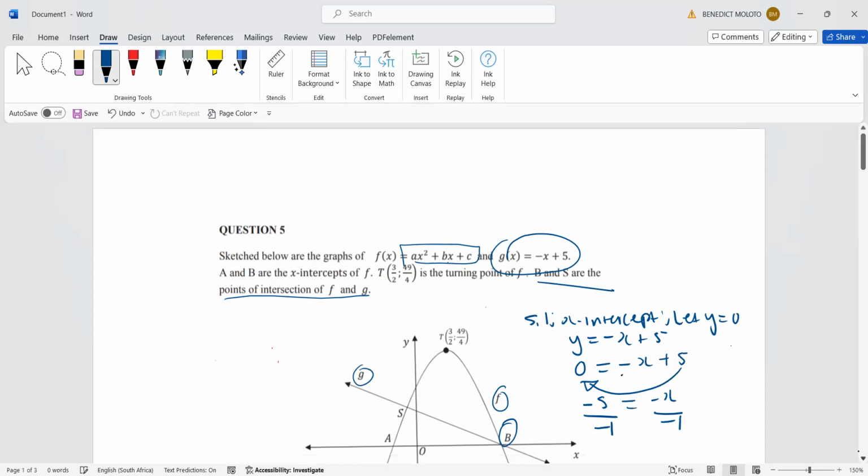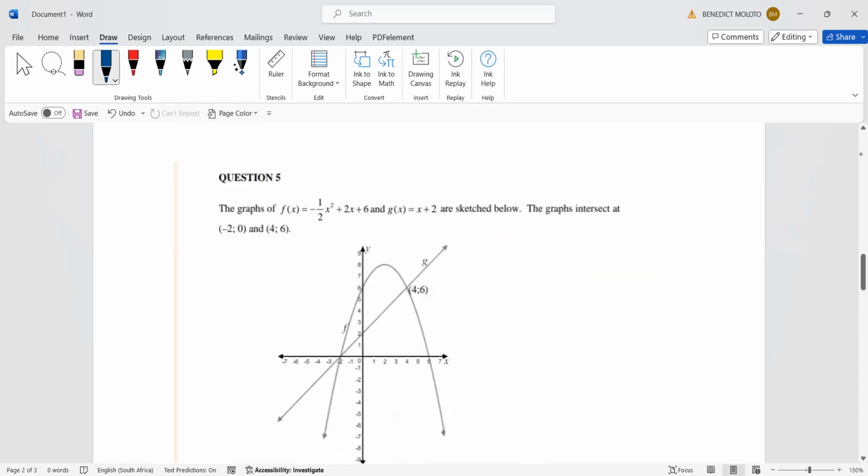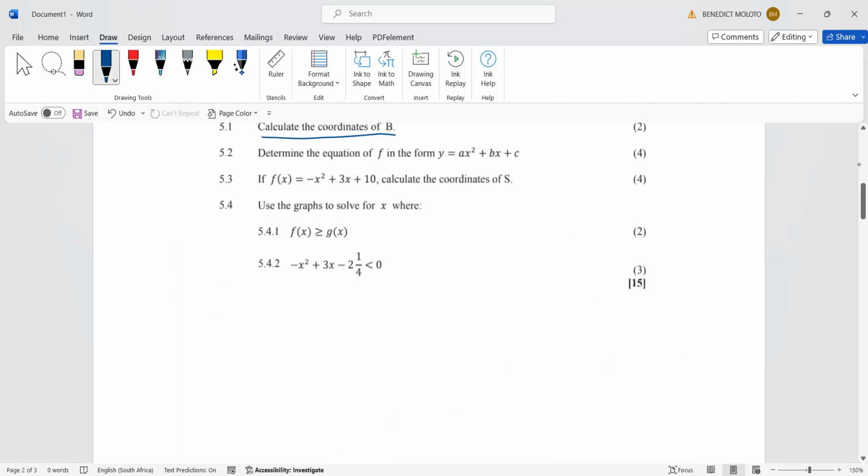Then we get 5, which is equal to x. Then we can write it as x equals 5. Then remember, they didn't say find the x coordinate. They said find the coordinates of B.